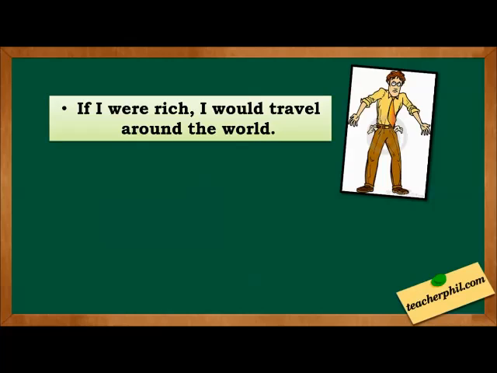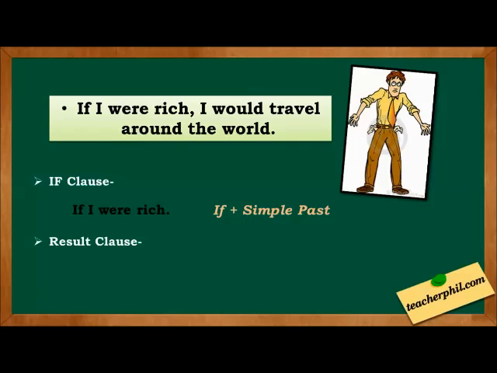Example: if I were rich, I would travel around the world. The current situation of the speaker is far from being rich, so this is not possible. The if clause here is if I were rich. We follow the pattern if plus the simple past, were. The result clause is I would travel around the world. We follow the pattern would plus the base form, travel.